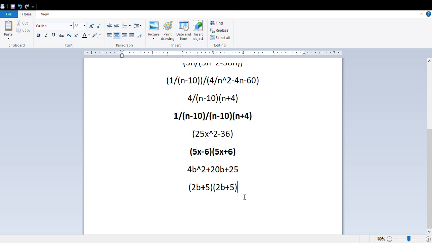So we have 2b plus 5 times 2b plus 5, that's our factored form. And from here, this is the same thing as 2b plus 5 squared, right? Because you're multiplying the same thing. It's like x times x, right? x times x is x squared. Same thing in this case. So this will be your final answer, right here.